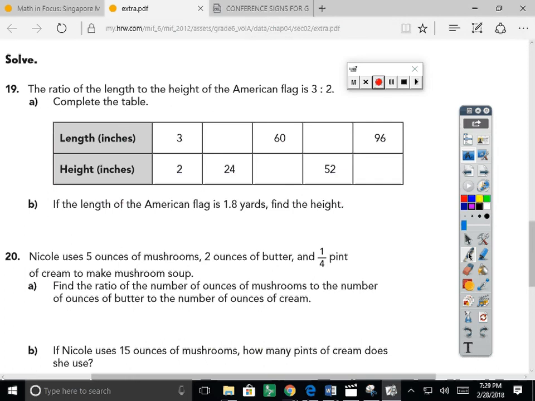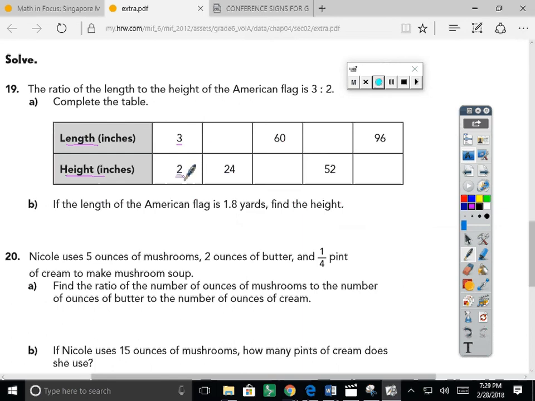So if you take a look, it says we need to solve. Well, this is kind of interesting because they're giving me another way to look at ratio in a table format. So for number 19, it says the ratio of the length to the height of the American flag is 3:2. Complete the table. Well, what's really nice about this is they already filled out the length, which they said is 3, and the height, which they say is 2. It's kind of like having the first term of a ratio and the second term of a ratio.